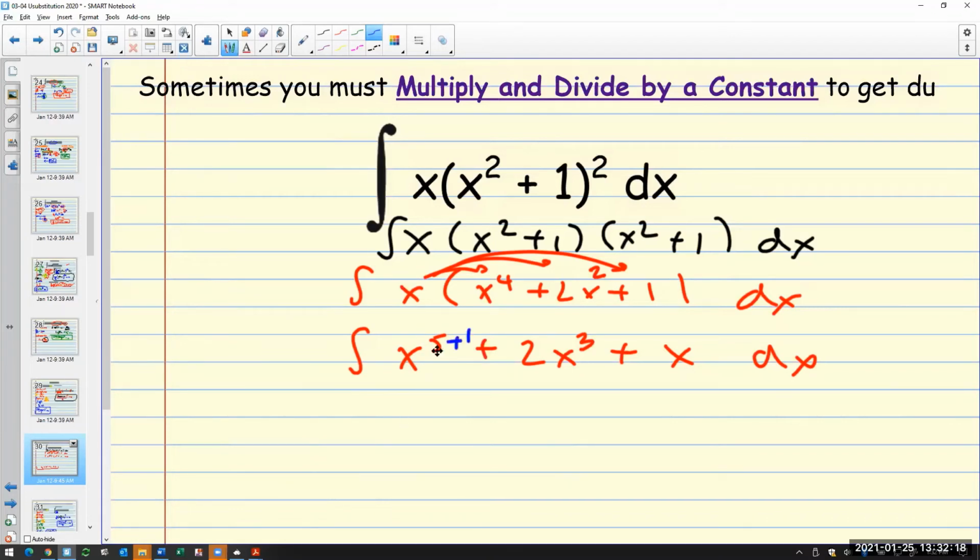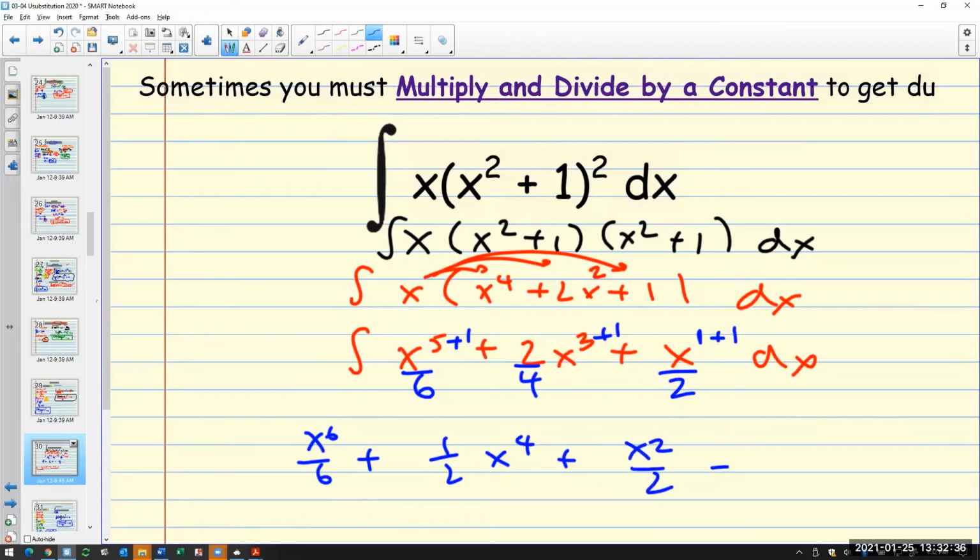Okay, here we go. Add 1 divided by 6. Add 1 divided by what now? 4. Okay, this x, there really is a 1 there. So I'm going to add 1, divide by what? Did you guys get the same thing I got?